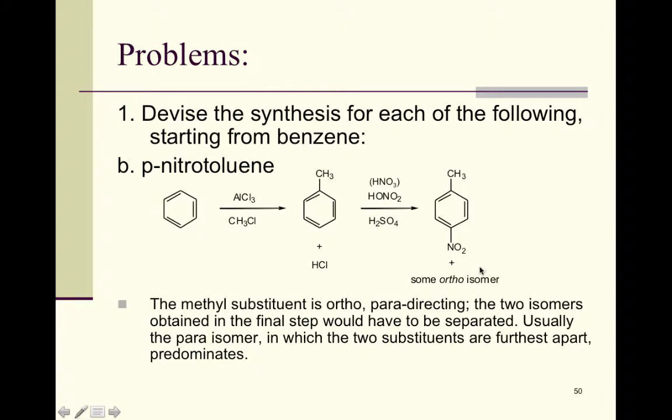And then because this is a CH3, which is an ortho para director, you only show the para product because that's all that it asks for. Sometimes for bookkeeping or people want to keep track, you could also say plus some ortho isomer if you'd like to do that, but you're not required to do that. The methyl substituent is ortho para-directing. The two isomers obtained in the final step would have to be separated. Usually the para isomer, in which the two substituents are the furthest apart, predominates.